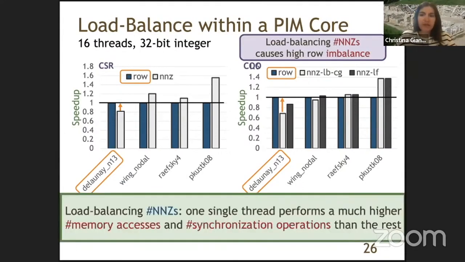More specifically, in this particular matrix, due to the row imbalance, only one single thread performs a much higher number of memory accesses for the CSR and a much higher number of synchronization operations in the Q format, for example, compared to all the remaining 15 threads, and therefore this creates high performance overheads in the PIM core pipeline.